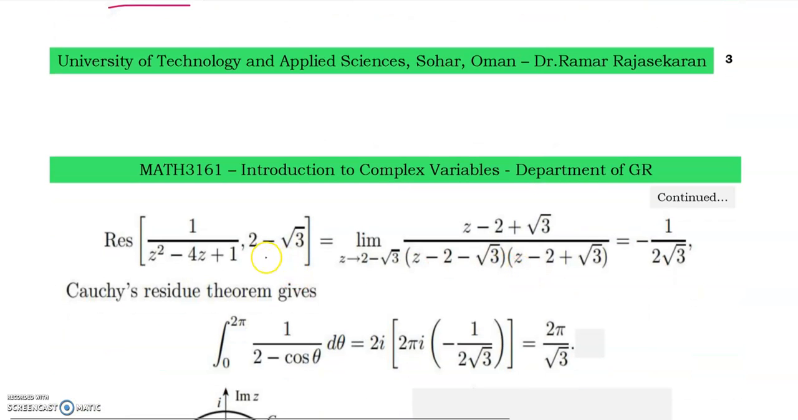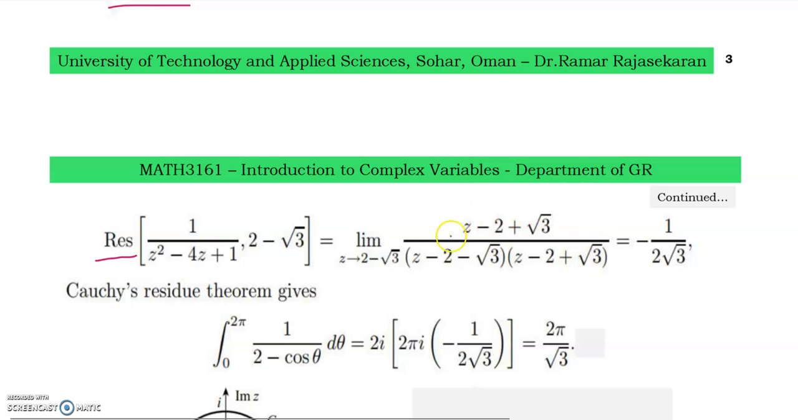Since this is a simple pole, you know the rule for how to find the residue for a simple pole. The limit as z goes to this pole, and I write the function in factorization form. What is in the numerator? z minus this pole. This is the format, this is the rule we know for finding the residue.